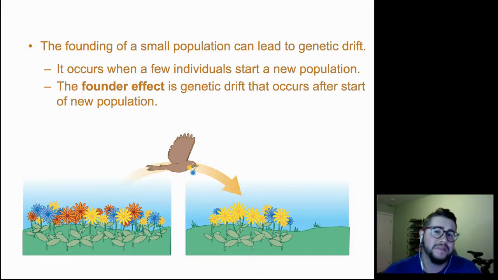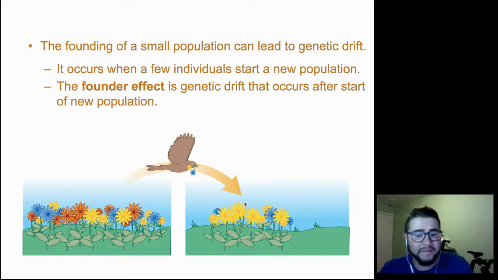The founder's effect happens when a small population starts a new population in a different area. And that small population generally does not have the same genetic diversity as the original population it came from. You see an example here with a bird relocating flowers to a new field, or just picked up a couple, started a new population, and then didn't have the genetic diversity that the whole original population had.